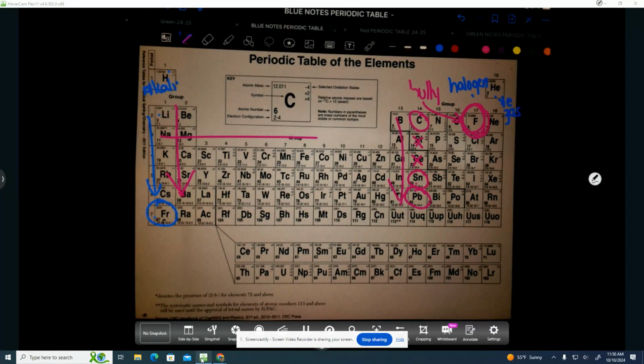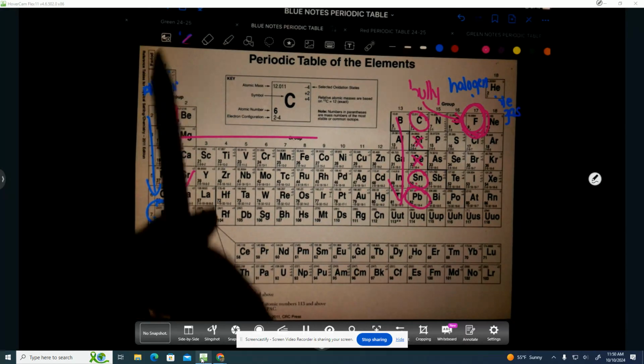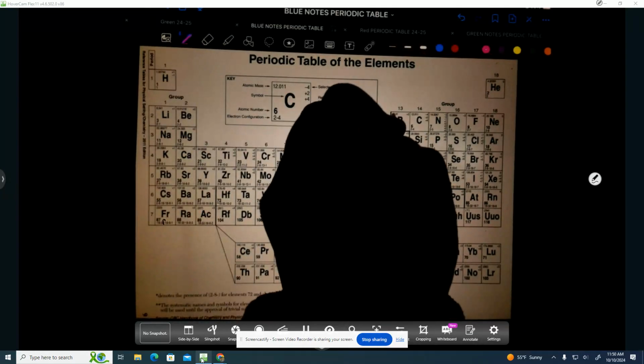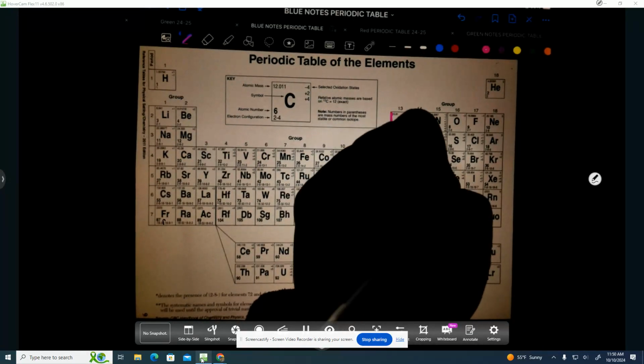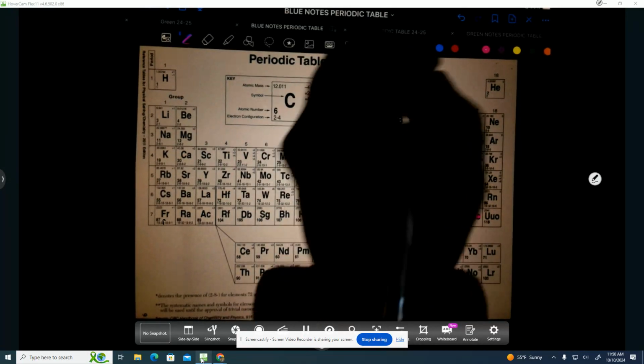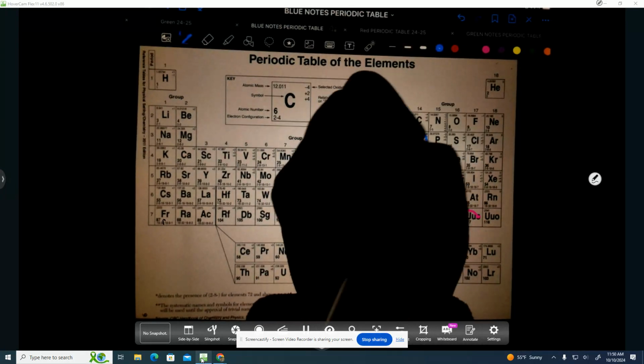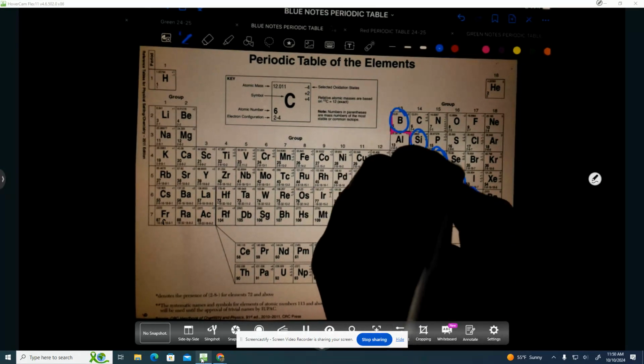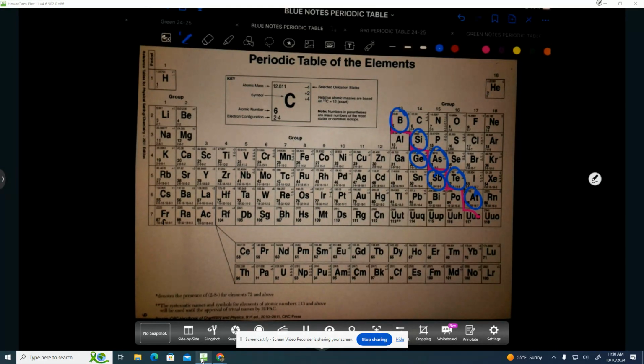They're metalloids, right? That's the stairs. If they touch the stairs, let's highlight the metalloids. I think I did it already, but we'll do it one more time. Here's your staircase. Here's your metalloids. See how they're all sitting on the stairs? And then these two, germanium and antimony. Those are your metalloids.